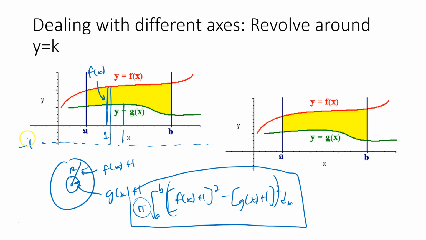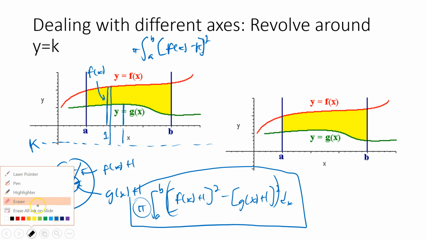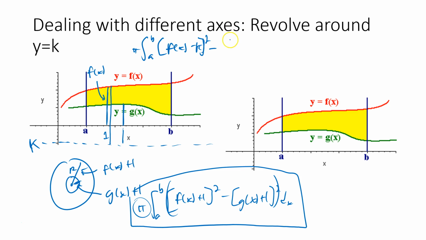Now, there is a general way to say this. If you're revolving around, let's say this is k, not a distinct line, but some k value that we are rotating around, this will always work. I don't love this formula because I think it's easier just to draw it out and visualize. But what you can always do is the integral pi integral from a to b f of x minus k squared, minus, not plus, g of x minus k squared dx.